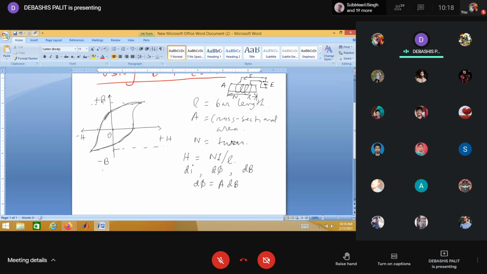So induced EMF. There is a small increment of current. Actually, the current increment will cause a magnetic field intensity increment dH, that is equal to N dI by L. So a very small increment of magnetic field intensity.